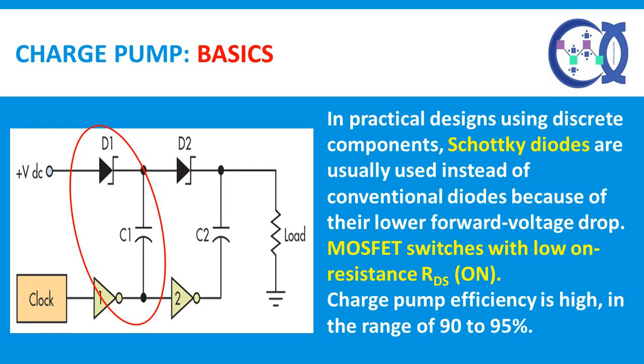In practical designs using discrete components, Schottky diodes are usually used instead of conventional diodes because of their lower forward voltage drop. However, IC-based charge pumps do not use diodes. Instead, they use MOSFET switches with low on resistance, RDS(on). Charge pump efficiency is high, in the range of 90 to 95%.